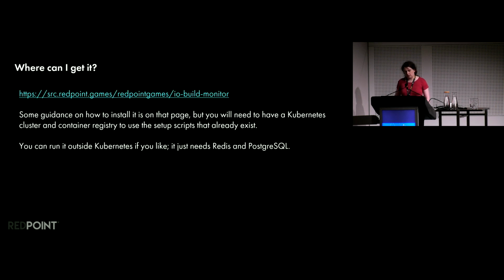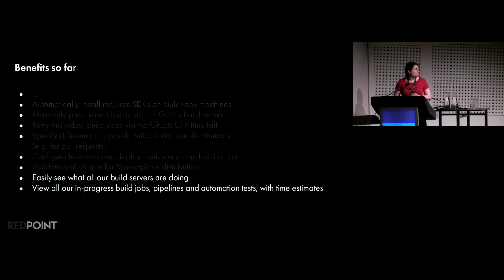Where can you get it? This is the link. Don't worry, I'm going to put all the links up on the final slide, so you don't have to worry about screen capping it as I go. But some guidance to install it is on that page. The setup scripts that are there do require Kubernetes, but you don't actually need Kubernetes to deploy it. It just needs Redis and Postgres. Again, you could just stick it on the same Ubuntu box that you've got GitLab on. So now we can see what all of our build servers are doing at all times. We can view all of our in-progress build jobs, pipelines, and automation tests with time estimates as well.